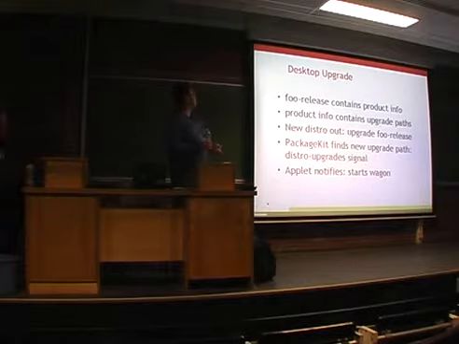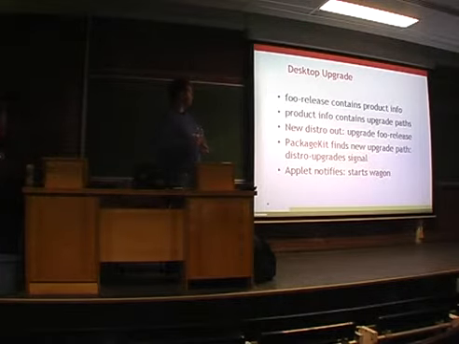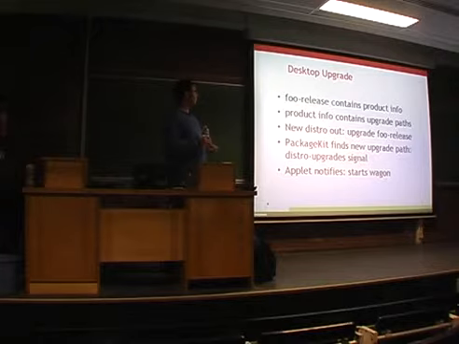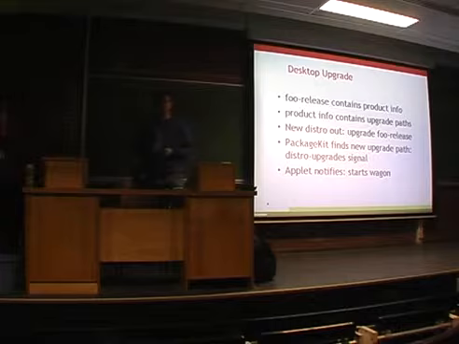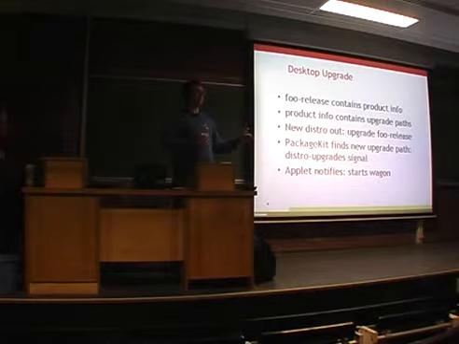We have all the product information in our RPM called the release package, which is in this case the openSUSE release package. The product information contains all the upgrade paths. And so when openSUSE 11.1 is released, there is no upgrade path. But when we release 11.2, we just upgrade the release package. We release an update for the release package of 11.1 that says that you can jump to 11.2.